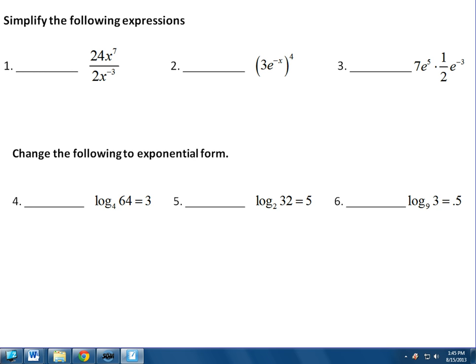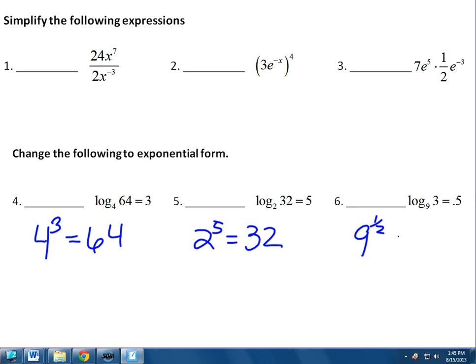We'll go through and I'll give you the answers to 1, 2, and 3 in just a minute, but let me go through some more of these exponential forms. In this case, it would be 4 to the third equals 64. In this one, 2 to the fifth equals 32. Go ahead and pause it and see if you're getting the same answers. 9 to the 1/2 equals 3. These are just like, yep, they are. And so now here you're going to see magically the answers to the top row.